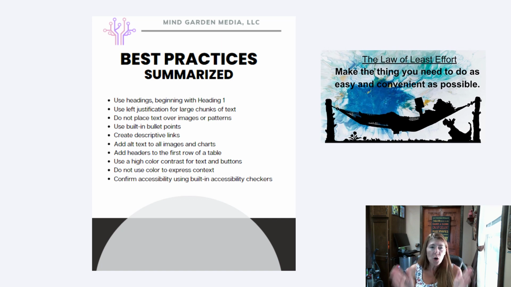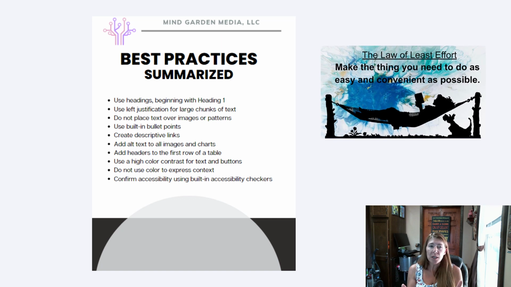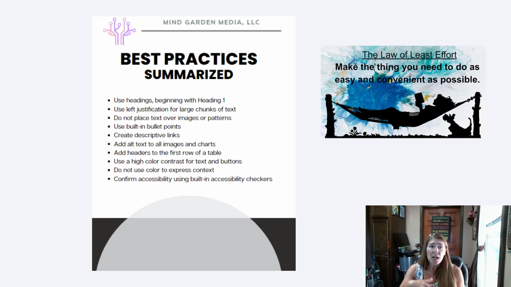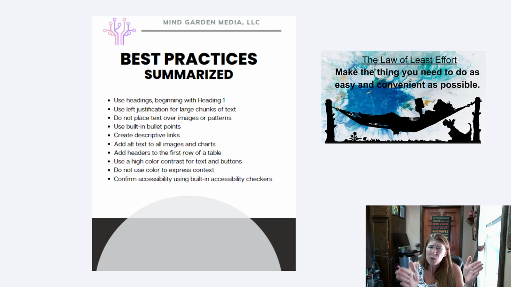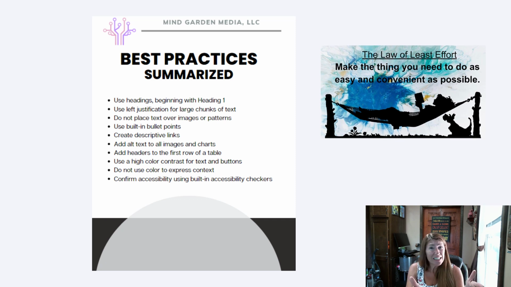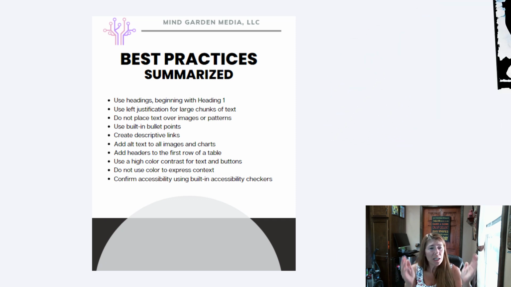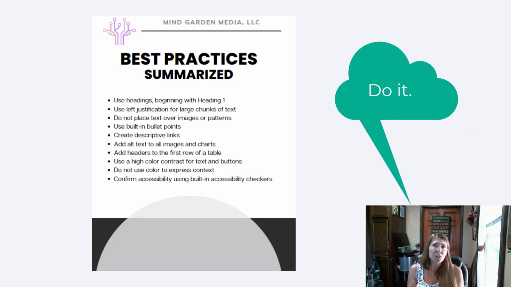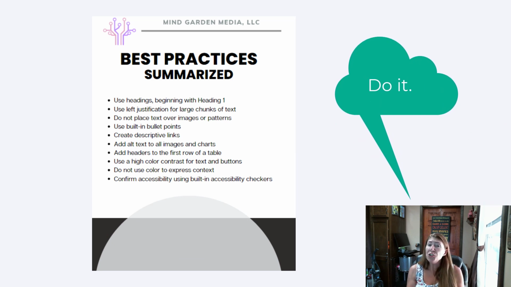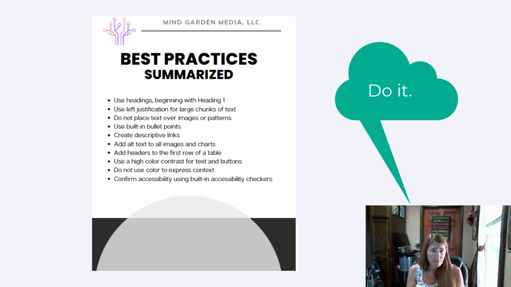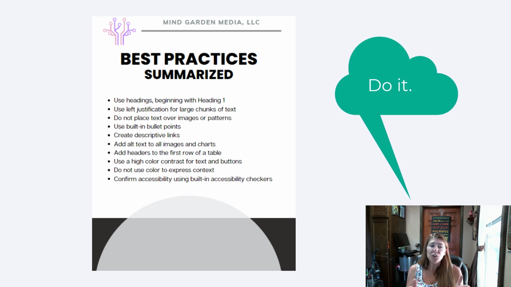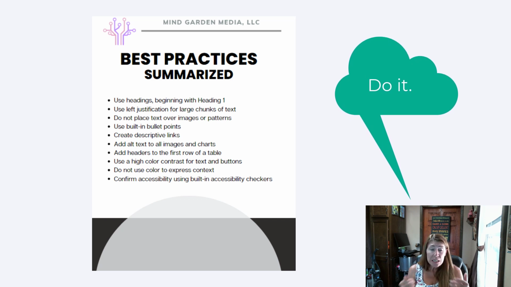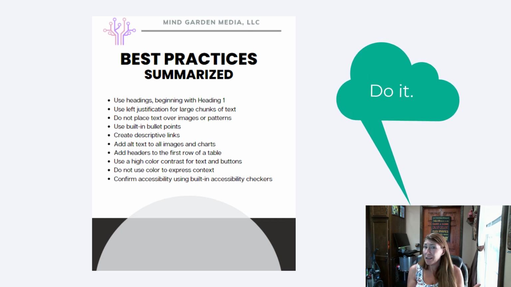Number four, don't place text over patterns or images. Be sure there's a significant color contrast between the font and the background. Left justify large chunks of text instead of center justification. Make all your text size 16 or larger. I know that one's kind of hard to do, but when you can do it, do it. All of these features improve the readability for all learners, not just those with low vision and dyslexia.